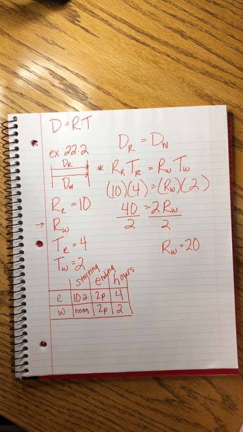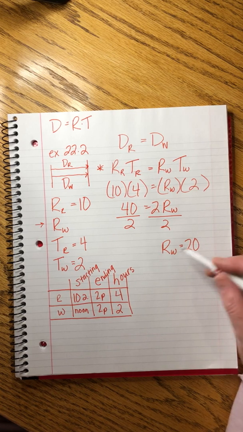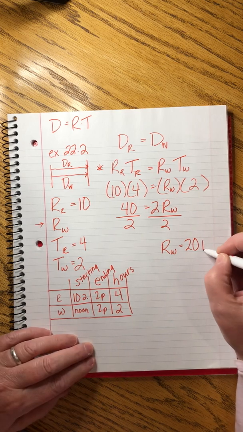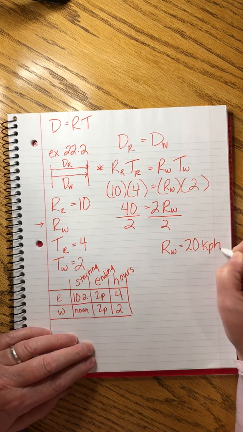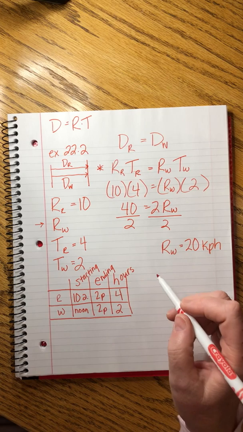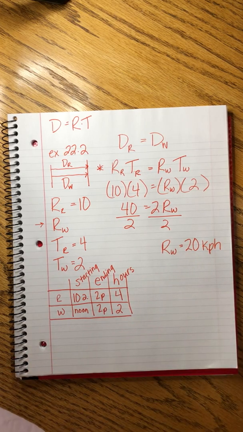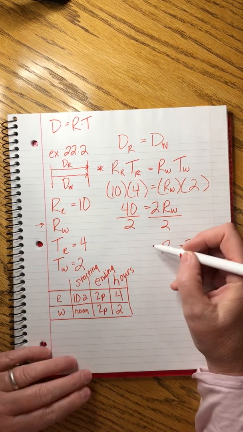Let's see if that's what we were supposed to find. If he caught Brer Rabbit at 2 p.m., how fast did he, the wolf, run? There's our answer, the rate of the wolf. We need a unit on it. This seems to be kilometers per hour, and that's the right answer.